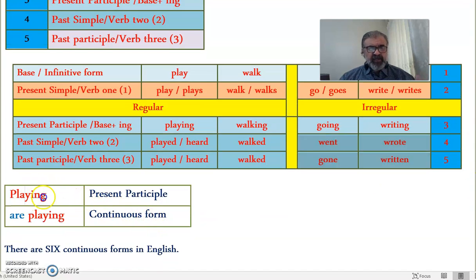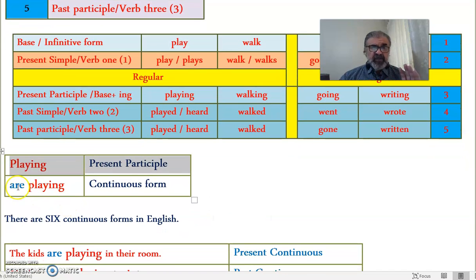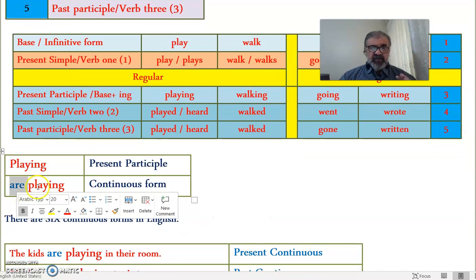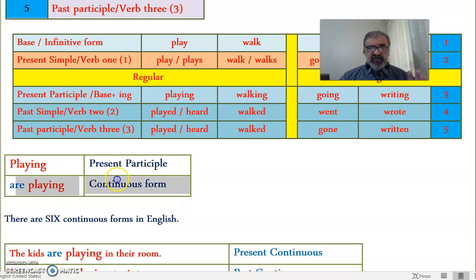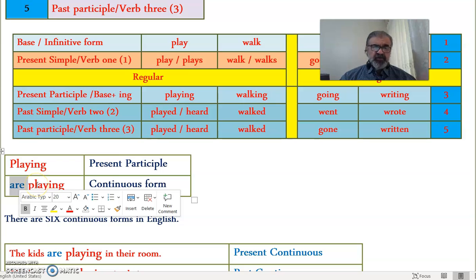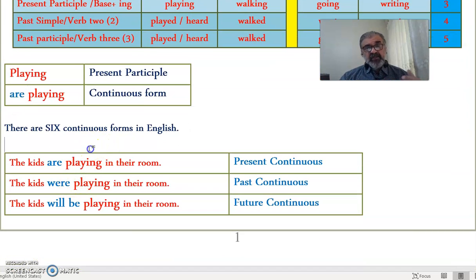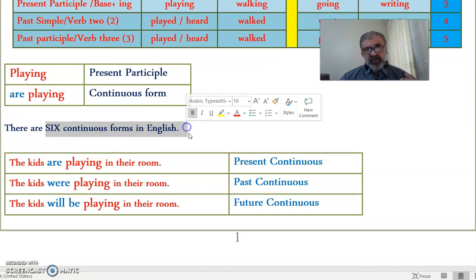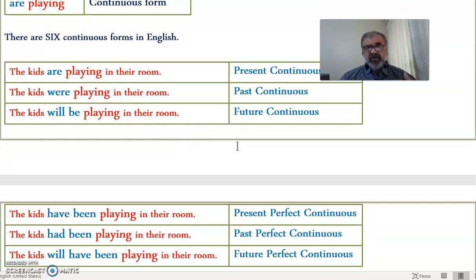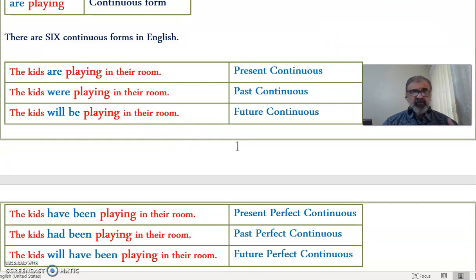Now, what about playing as present participle or playing as continuous form? It is so easy. Playing as an independent form is called the present participle. But if it is used with the helping verb to be, in this case are, it's the continuous form. And because we have are, it's the present continuous. So actually there are 6 continuous forms in English, and they all depend on using a verb to be.